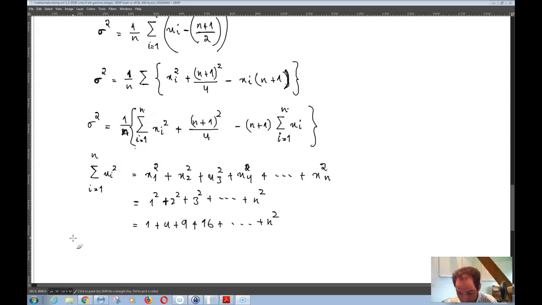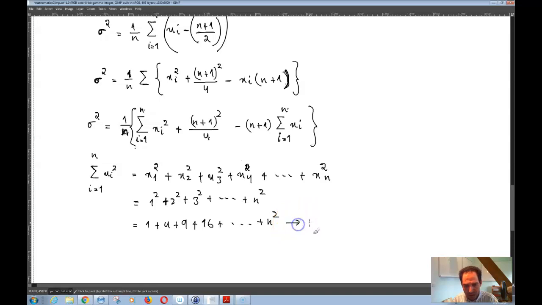There is no way to actually find that directly. For example, when you write sigma x of i squared, when i goes from 1 to n, that would be the same thing as x of 1 squared plus x of 2 squared plus x of 3 squared, and so on, all the way up to x of n squared. And that is equal to, when you're talking about the first n natural numbers, 1 squared, 2 squared, 3 squared, all the way up to n squared.